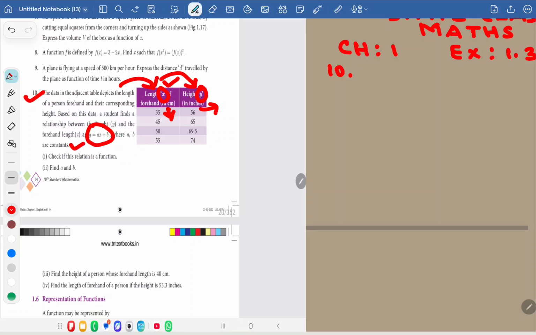Before proceeding towards y equal to ax plus b, first check whether this relation is a function or not. Second, from the relation y equal to ax plus b, find a and b. Third, find the height when the forearm length is 40. Fourth, find the length of the forearm if the height is 53.3 inches.